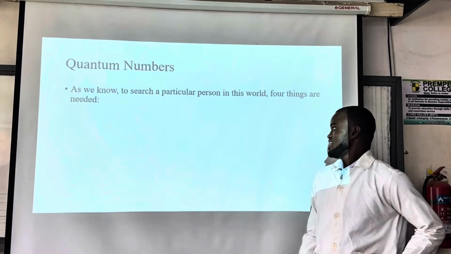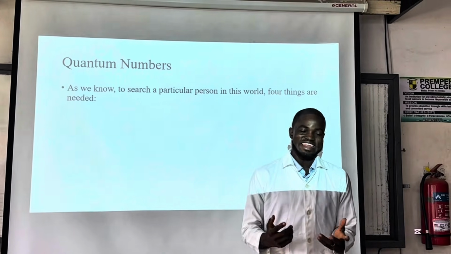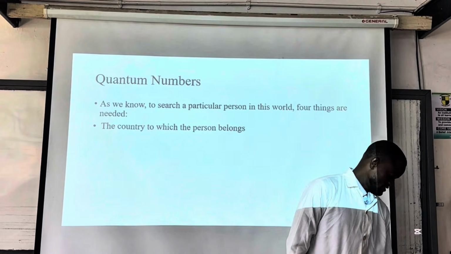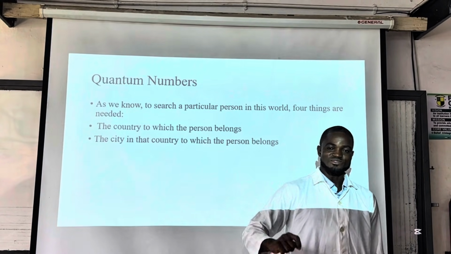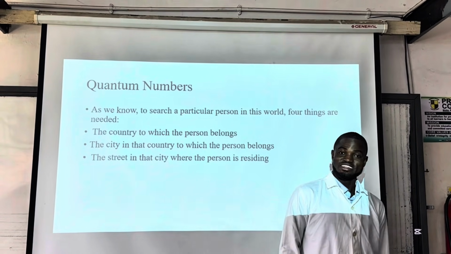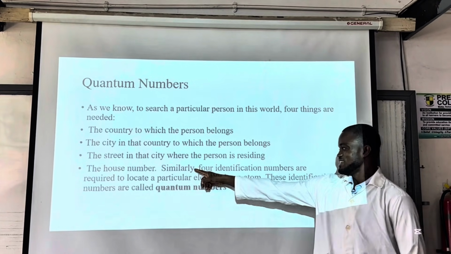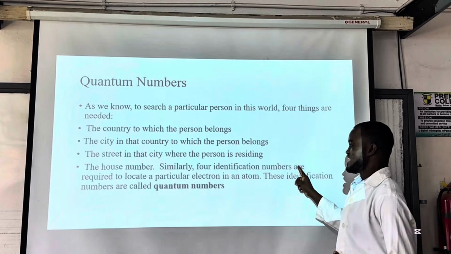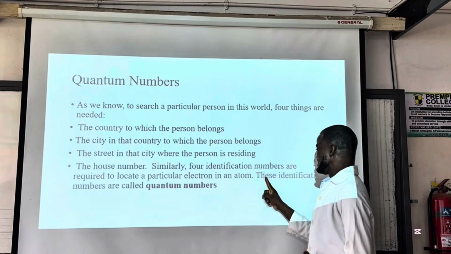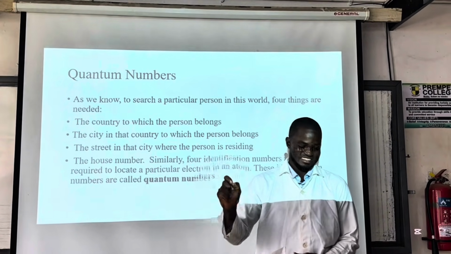Quantum numbers. As we all know, to search for a particular person in this world, 4 things are needed. You will need the country of the person, the city in the country in which the person resides, and also the street number and the house number. Similarly, identification numbers are required to locate a particular electron in an atom. These identification numbers are called quantum numbers.